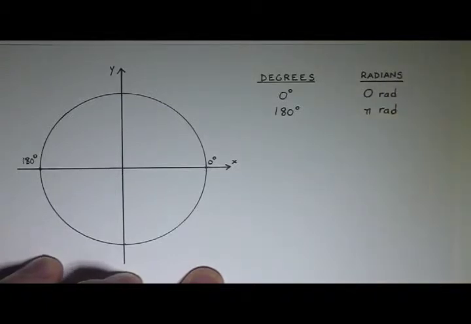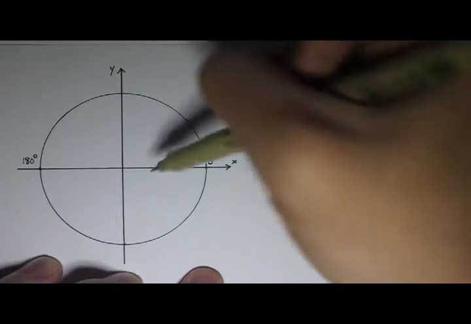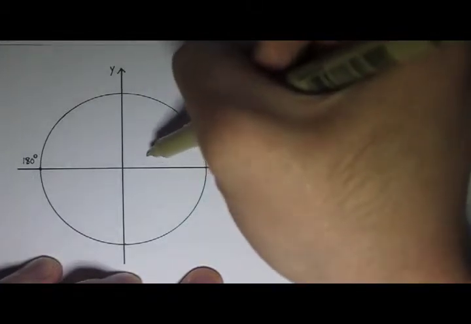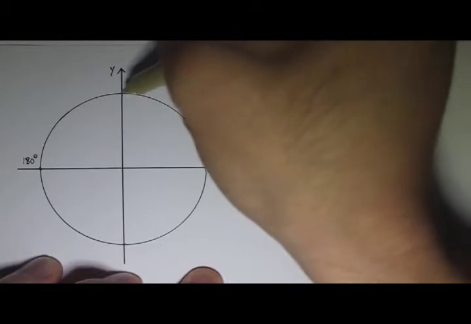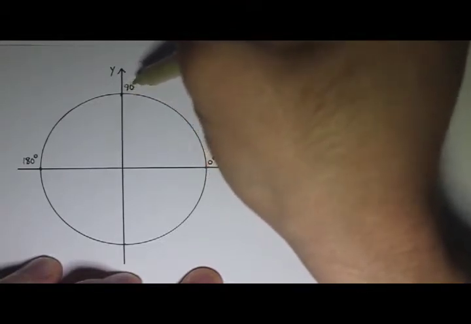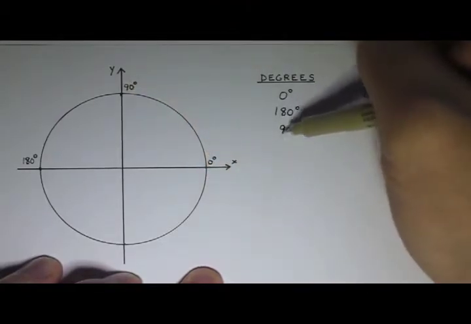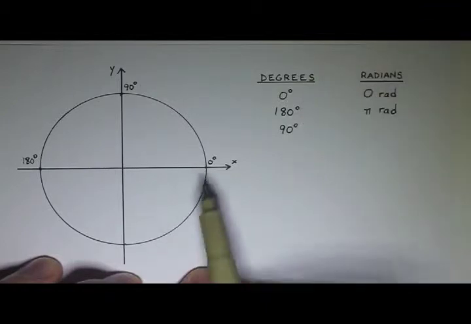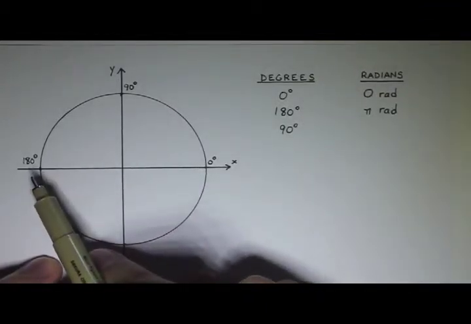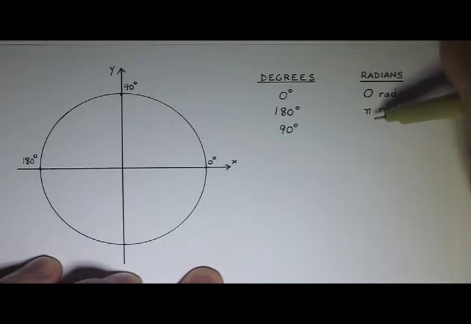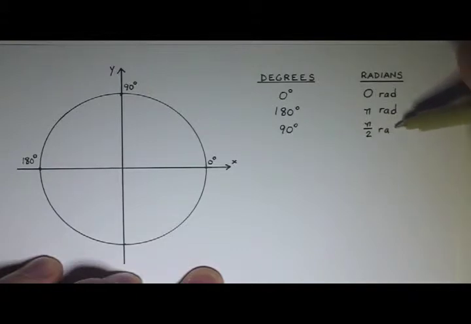So let's see, how about 90 degrees? We would start here, go up to here, this would be 90 degrees. Well, that's half of 180 degrees, so it makes sense that it would be half of pi. The way we usually write that is pi over 2 radians.